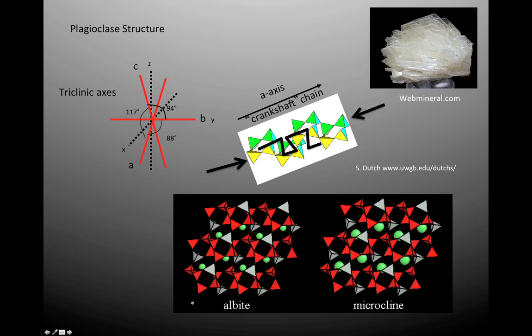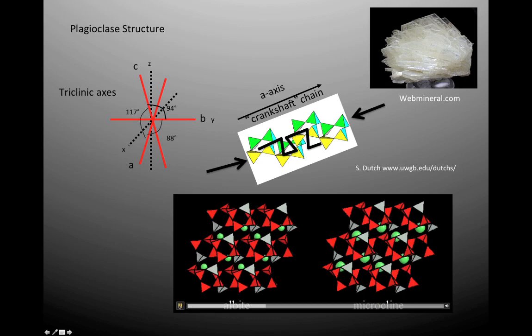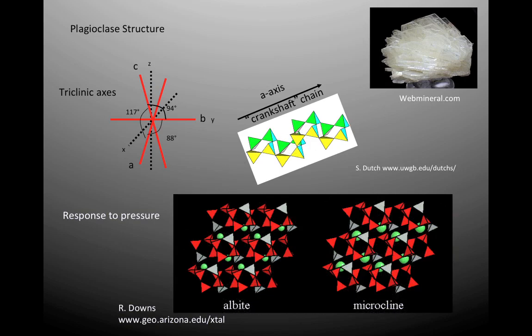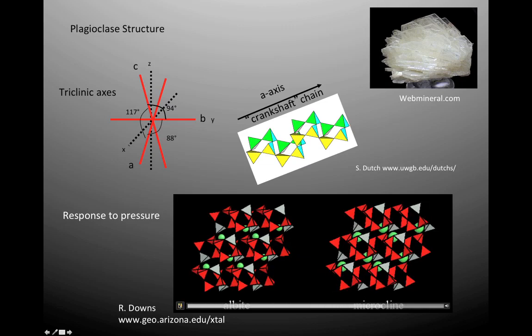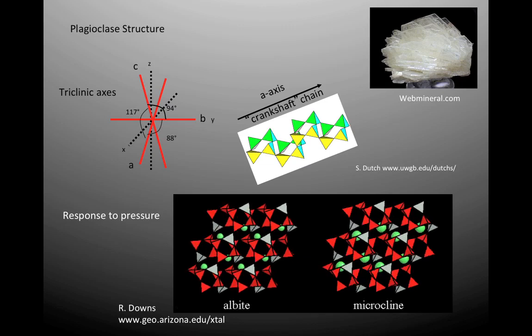Let's see if I go back down here and get this to run again. At this point you can see the response to pressure. So if I start playing it now, you can see that in the horizontal direction, which is aligned with the x-axis coordinate system, there is a fair amount of compression as the crystal is exposed to hydrostatic stress. In contrast, there's less compression along the vertical direction, or the in and out of the page direction.